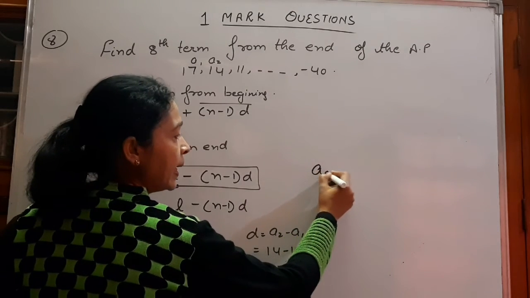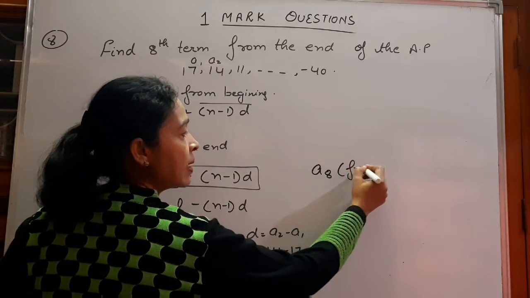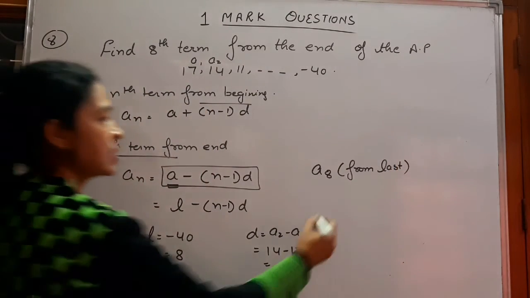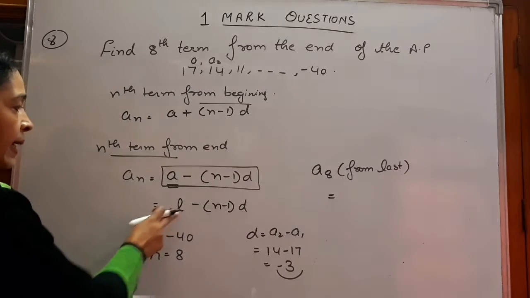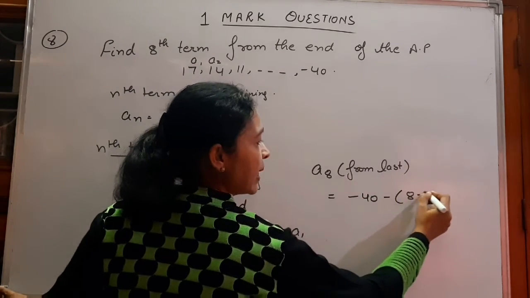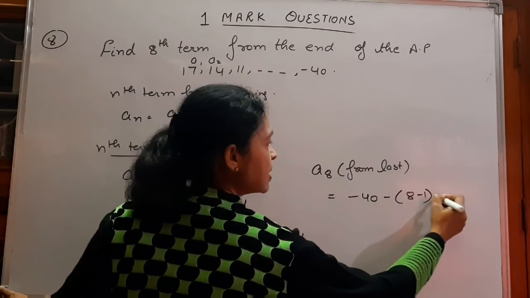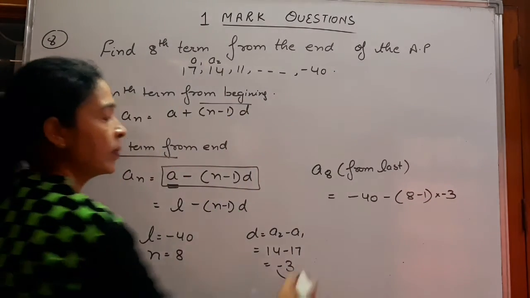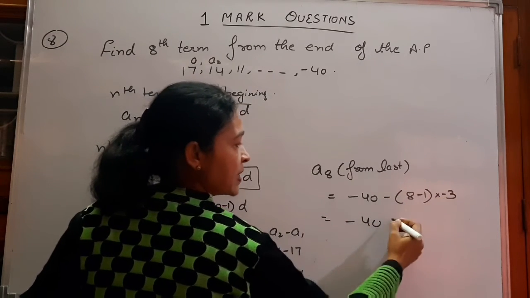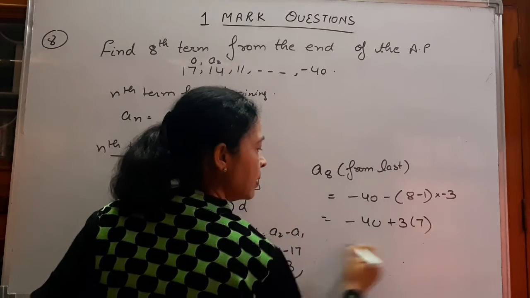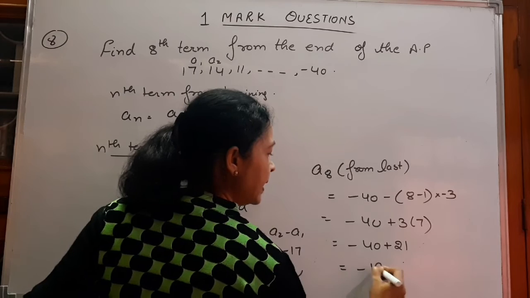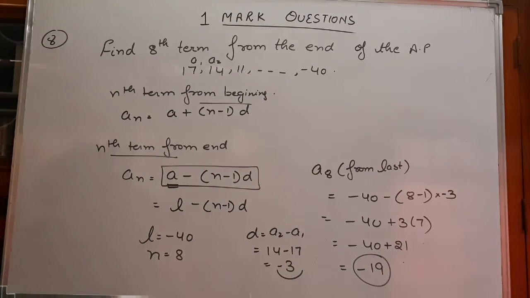Now we have to find a8 from the last. We have to find the 8th term from the last. Our formula will be L minus (n minus 1) into d. What is L? Minus 40 minus (8 minus 1) into d, which is minus 3. We have minus 40 minus 7 into minus 3, that is minus 40 plus 21, minus 19 is our answer.